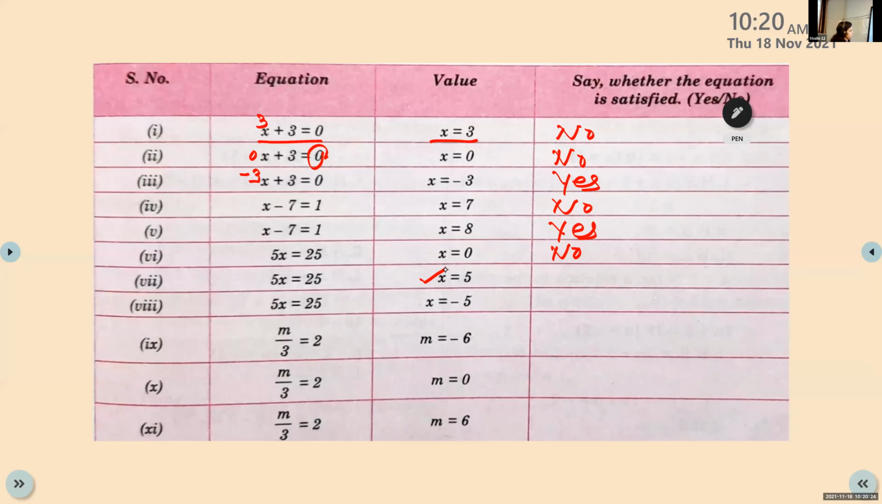Tell me the answer, whether it is a solution or not. Correct or not? 5x equal to 25, right? x is equal to 5. Yes, ma'am, it is correct, ma'am. Correct.